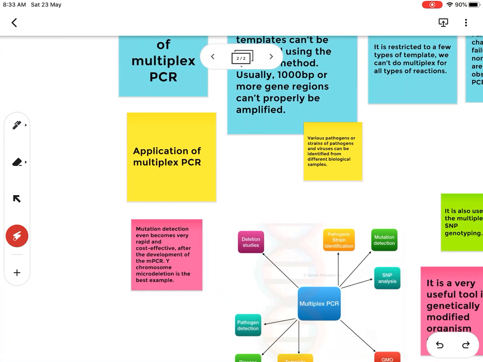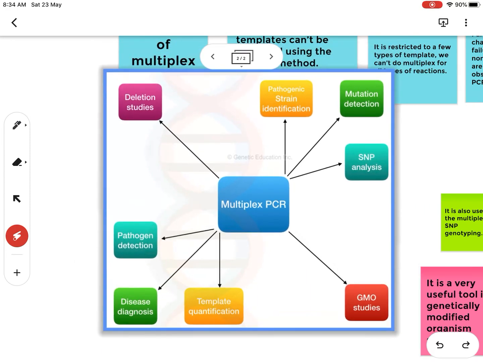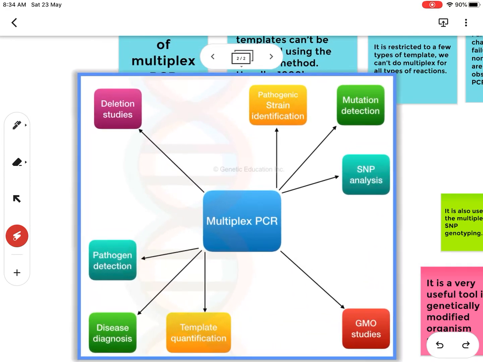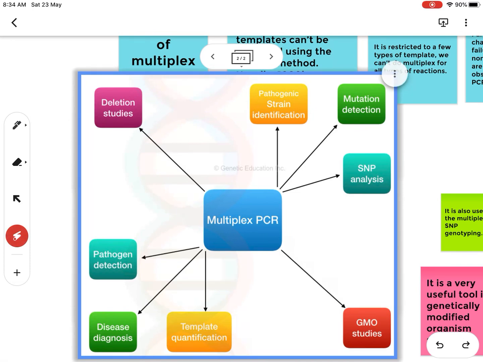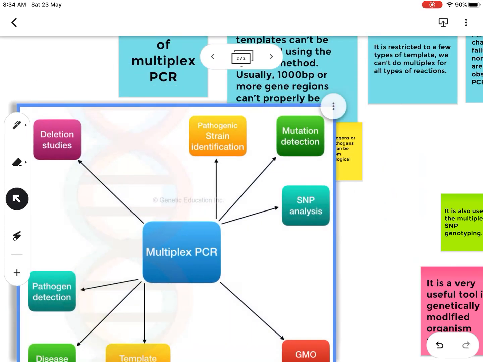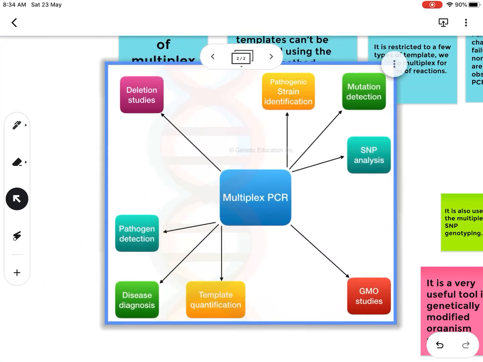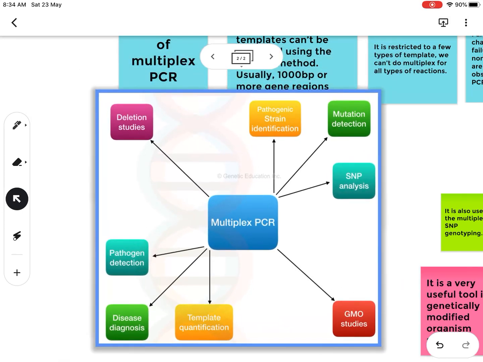Now let us move towards the applications of multiplex PCR. The applications of multiplex PCR can be represented from this figure. Here you can see that multiplex PCR finds application in pathogen and strain identification. At the same time, it is also used in mutation detection and single nucleotide polymorphism analysis. It is used in GMO studies. It is used in template quantification, disease diagnosis, pathogen detection, and deletion studies.